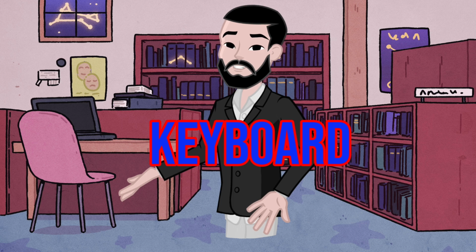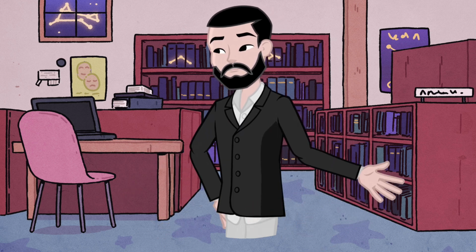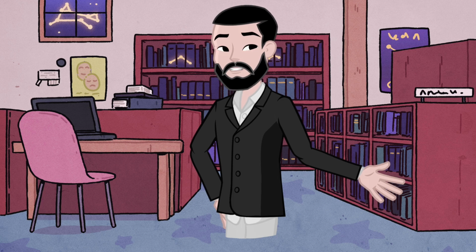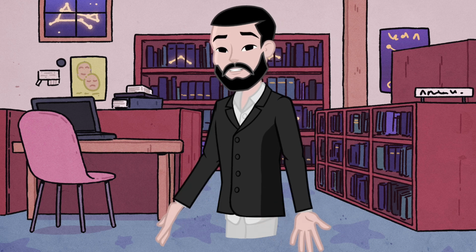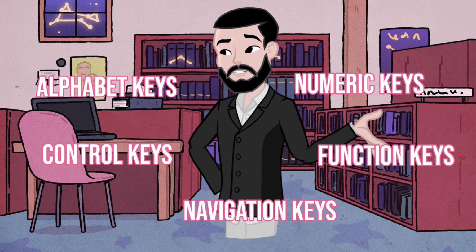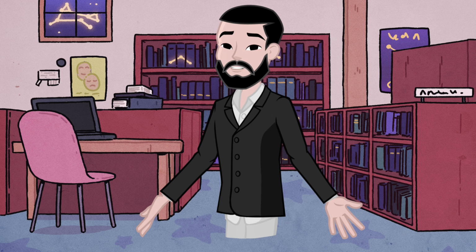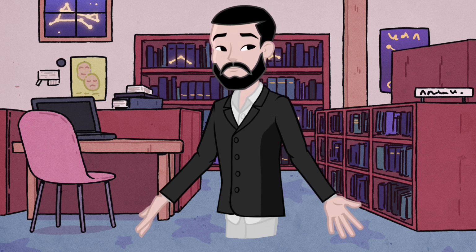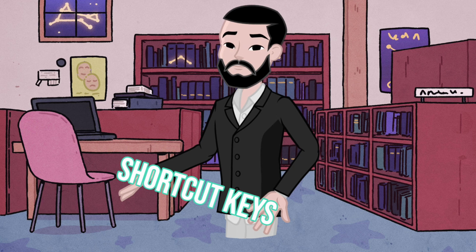Keyboard. It is one of the main input devices for a computer. A keyboard is made up of buttons which are called keys. These keys can be classified into various groups of keys based on their uses, such as alphabet keys, numeric keys, control key, function keys, and navigation keys. We can also use a combination of multiple keys to perform an action. These combination of keys are called shortcut keys.